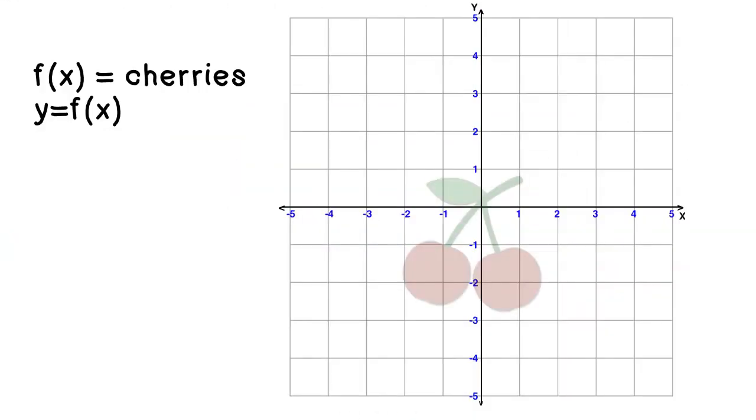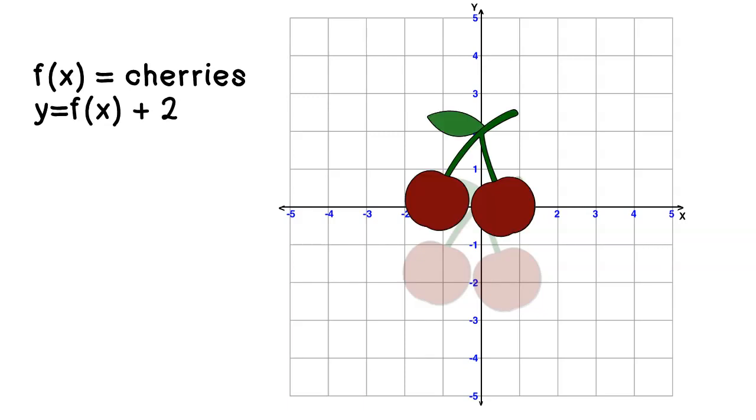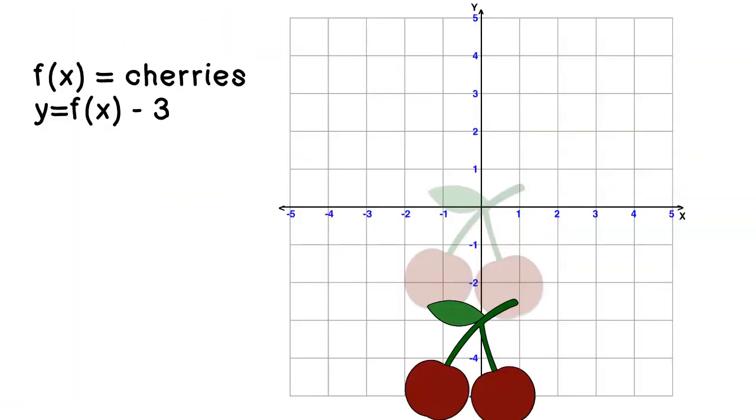If I add something after the function, then it'll raise or lower the function. So if I add 2 to cherries, then it'll raise the cherries up 2. Notice how the cherries have moved up because we added 2 to the outside of the function. If we had subtracted 3 instead, the cherries would have gone down 3 units.